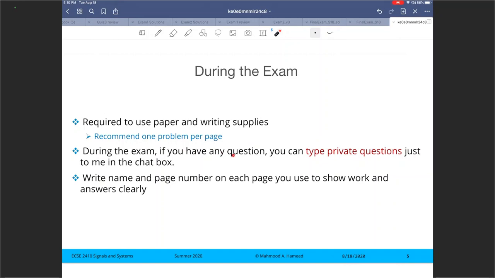During the exam, if you have any questions, type in private questions just to me. And on your answer sheets, please write your name and page number clearly, so that on any scan we know who it belongs to and which page number it is, so that we have a full stack and we don't lose pages in the middle.